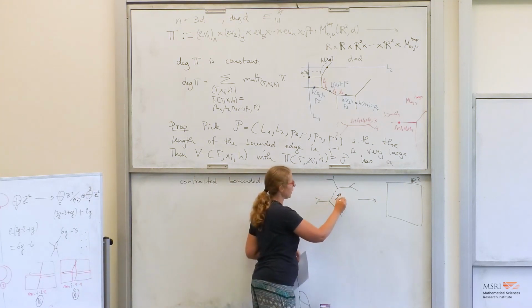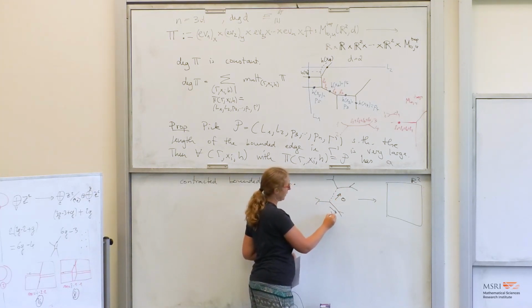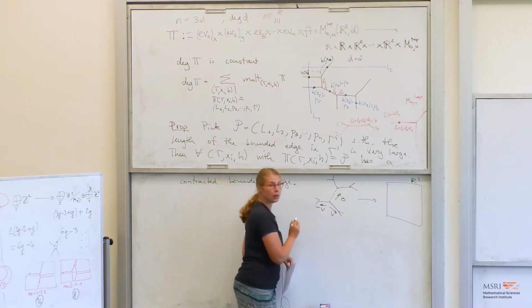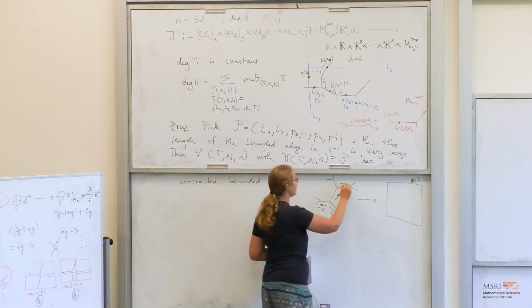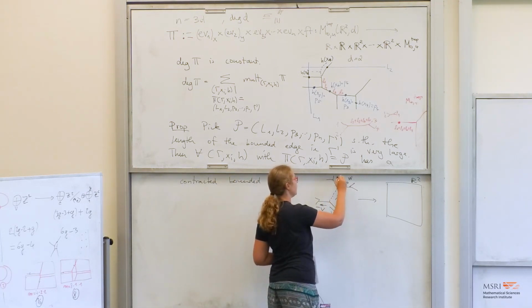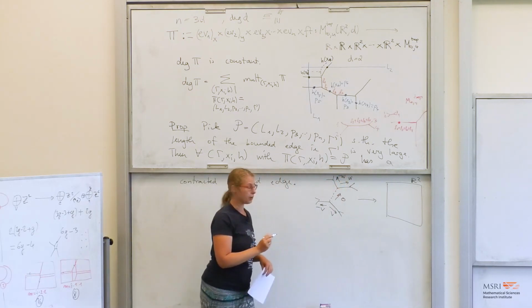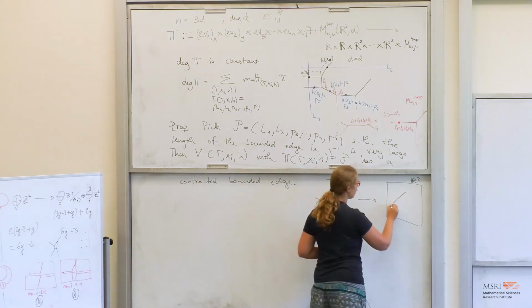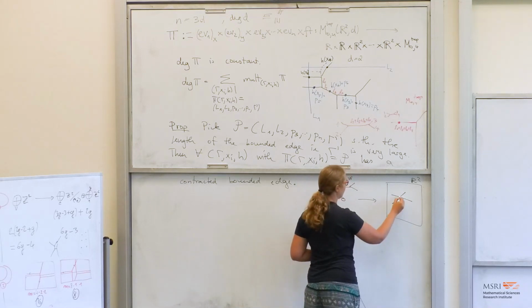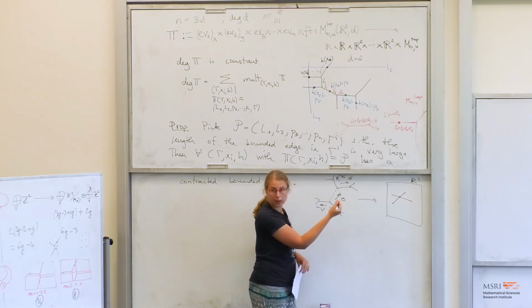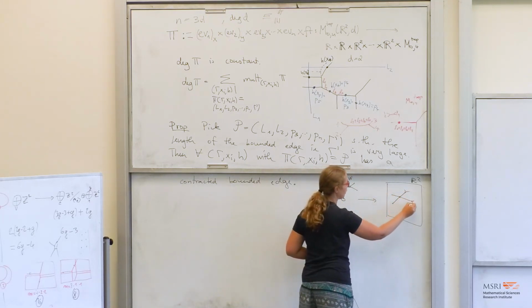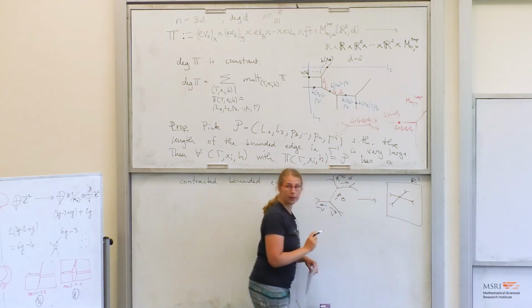This bounded edge has direction 0, so this will have some direction by balancing. This has the opposite direction, right? This will have some direction by balancing. This has the opposite direction. So in the image, it looks like 2 edges that cross somehow, but in between, there's this contracted bounded edge. And then the curves sort of go on, right?